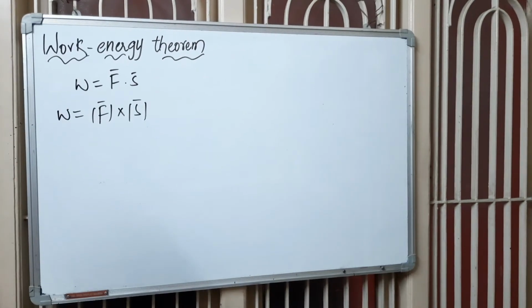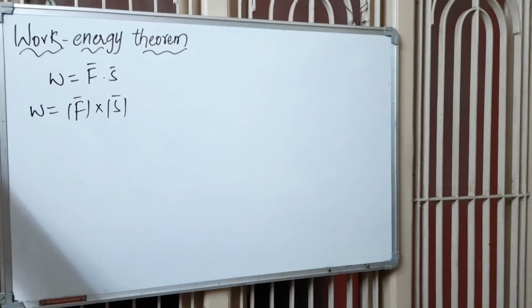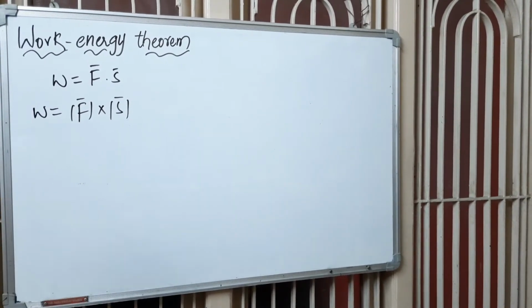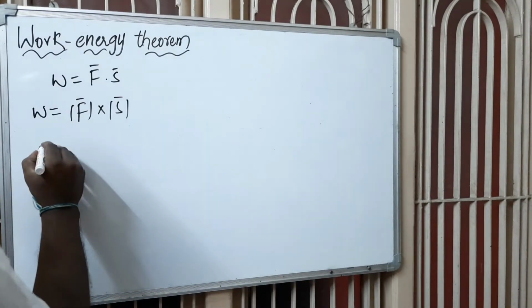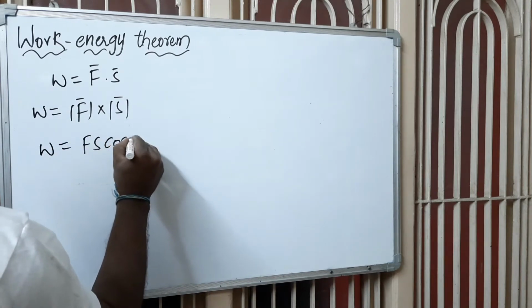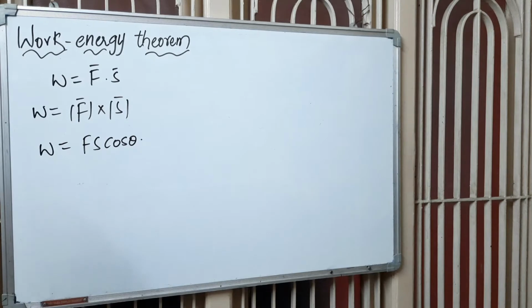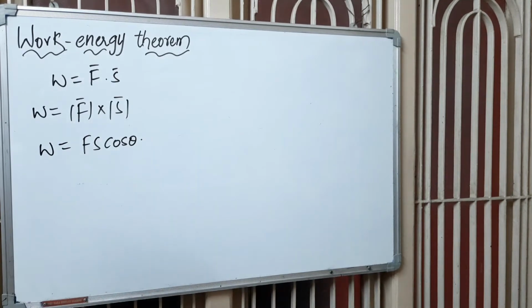When a force and displacement have some angle theta between them, then we can write W is equal to F s cos theta. So we will adopt this one: W is equal to F dot S, and here W is equal to F s cos theta.